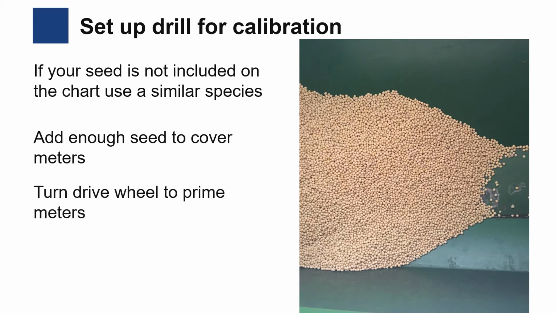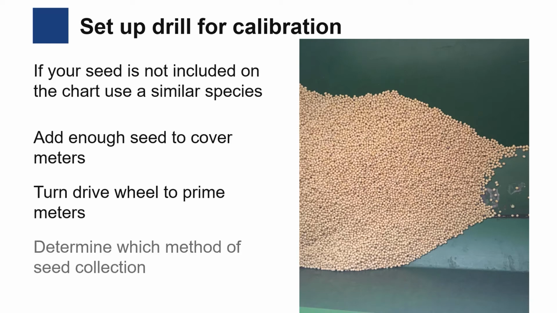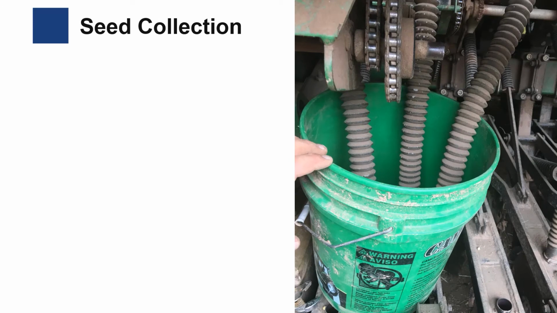Turn the drive wheel to prime the meters, usually a few turns is enough, then determine which method of seed collection you will do. Seed can be collected by one of two methods. The first involves the use of a large tarp that can be placed under all drill openers so that the seed falling through the seed delivery tubes and disc openers can be collected from below using the seed delivery mechanism and weight.